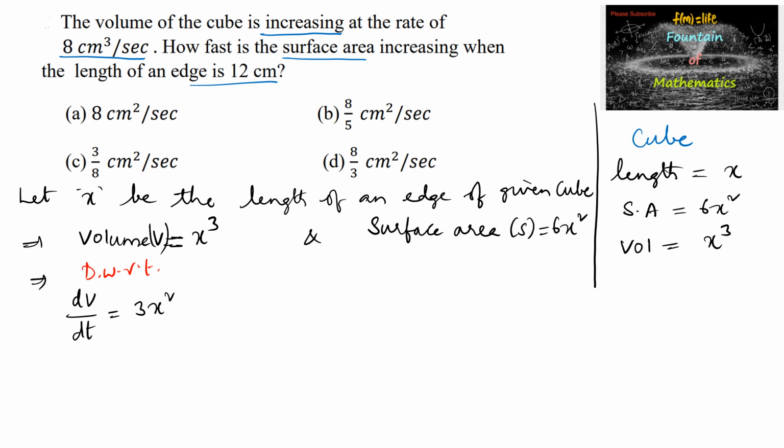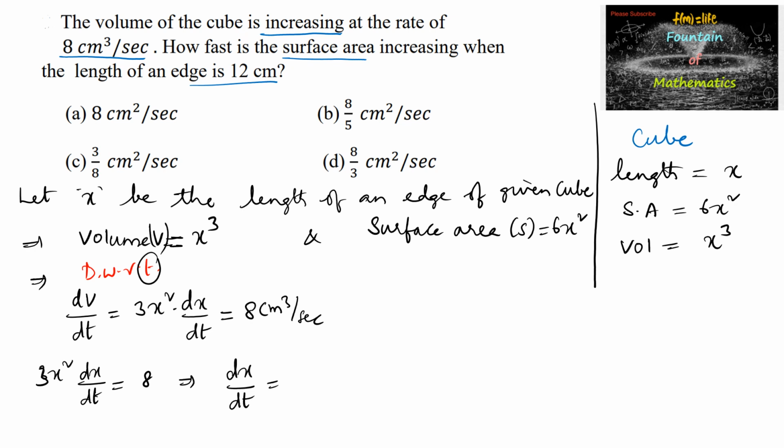3x square. Since we are differentiating with respect to t, you must write dx by dt, and which is given the volume of cube is increasing, means positive, at the rate of 8 centimeter cube per second, that is 3x square dx by dt is equal to 8. So which implies dx by dt is equal to 8 by 3x square. Let us keep it as aside 1.